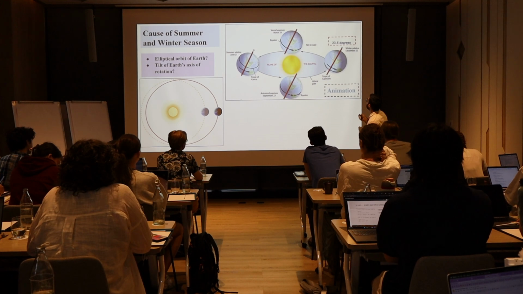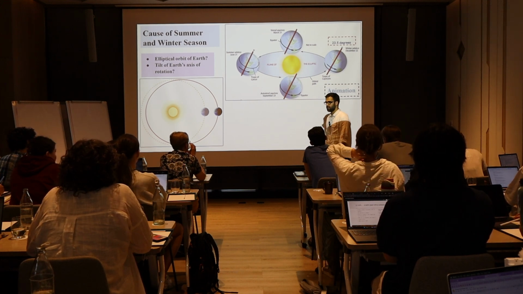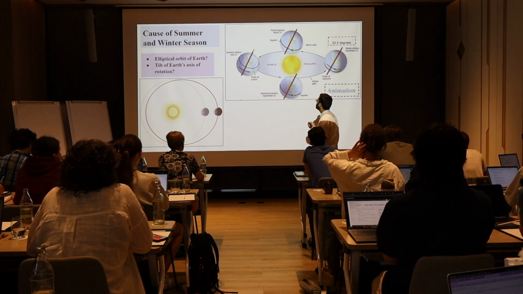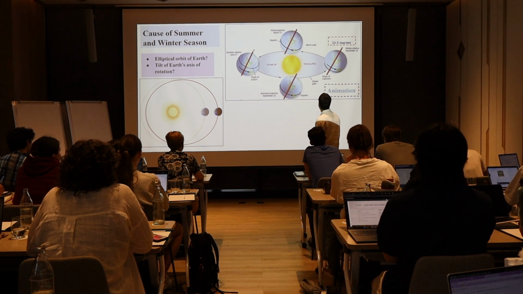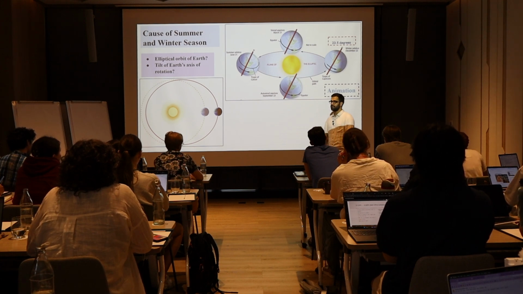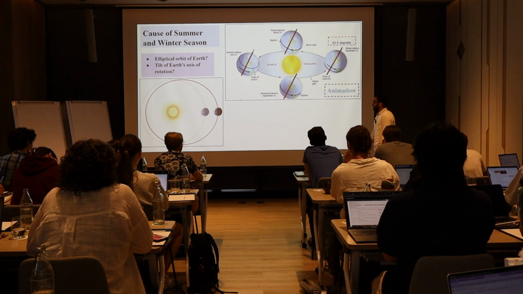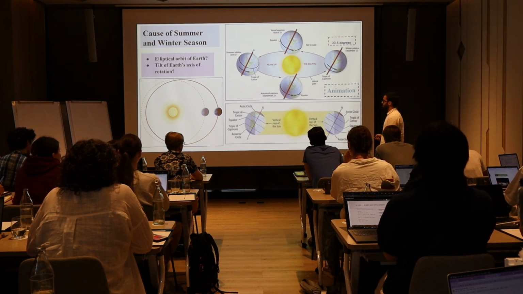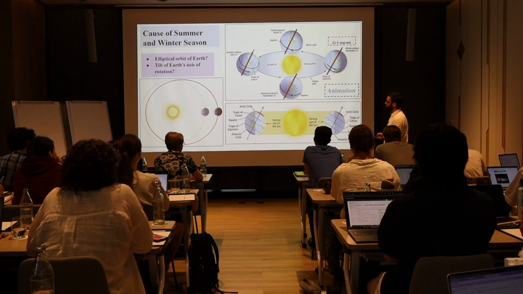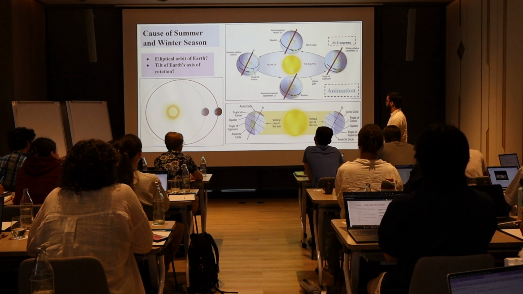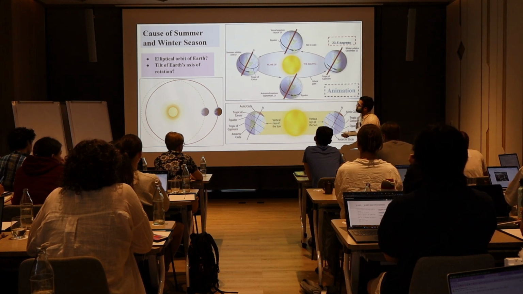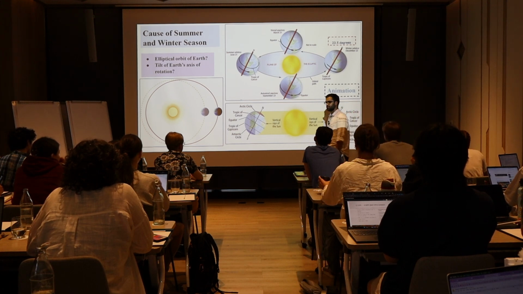And the winter of the northern hemisphere is basically the summer of the southern hemisphere. Here you can see the northern hemisphere is facing the sun, and here you can see that the southern hemisphere is facing the sun. This is the summer of the northern hemisphere, and this is the summer of the southern hemisphere. The elliptical orbit has nothing to do with the seasonality. Even though we are close here, we are not receiving that much solar radiation.